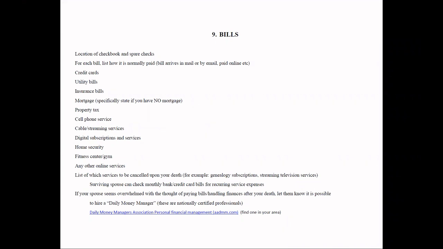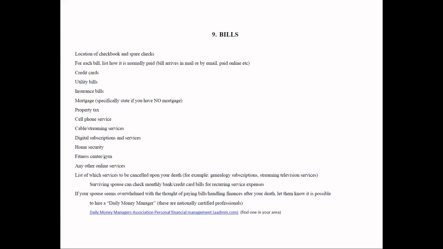You want to list all the bills, how each is normally paid, whether you get something in the mail or by email, which are usually the two ways you pay bills, or sometimes they're automatically paid, but you usually get an email notification of the amount. The types of bills to list: credit cards, utility bills, insurance bills, mortgage. And state it if you don't have a mortgage, because somebody might be looking for your mortgage when you don't have one. Also property tax, cell phone service, cable, streaming services, digital subscriptions, home security, fitness center, gym, and any other online services.